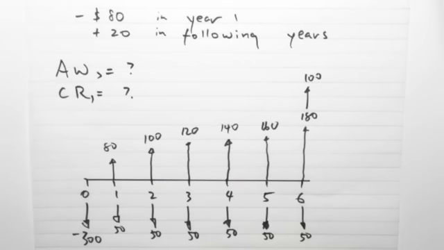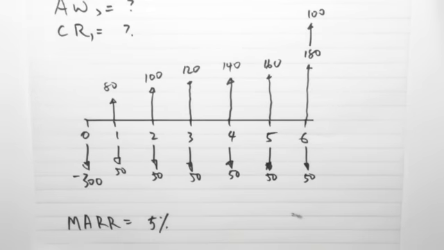We know that in the first year it generates a revenue of $80, and every year it increases by 20. That's where we get our 80 in the first year, 100 in the second, 120 in the third, and so forth. And finally, the last thing we have been told is that at the end of the 6th year, we have a salvage value of 100. So in our 6th year, we can sell our project for $100. This is how you will set out all the necessary information in order to calculate our annual worth and capital recovery. In addition, the last thing we need is to be told that our MARR is 5%.